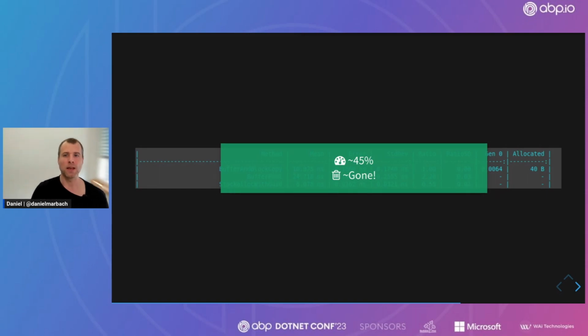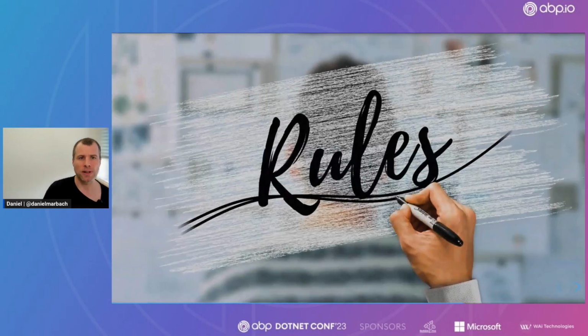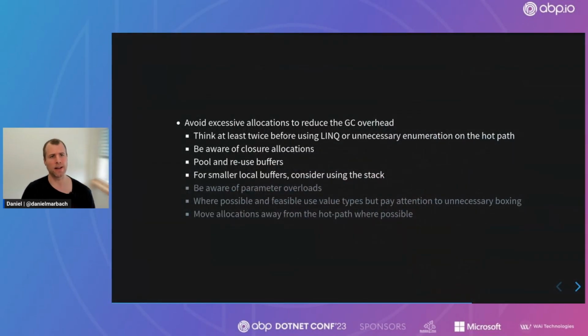Okay, cool. Let me quickly recap some of these rules. Avoid excessive allocation to reduce GC overhead. We have the LINQ optimizations. Be aware of closure allocations. Pool and reuse buffers. For small local buffers, consider using the stack. And I have three more.